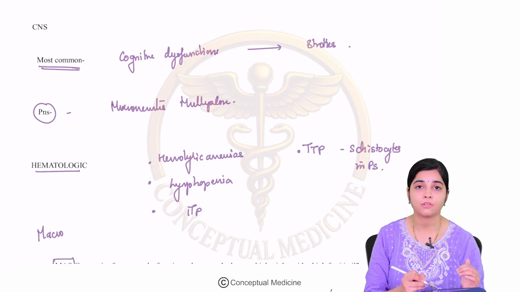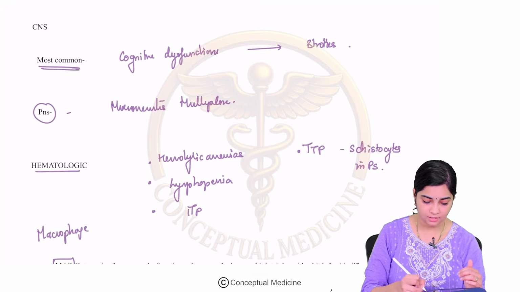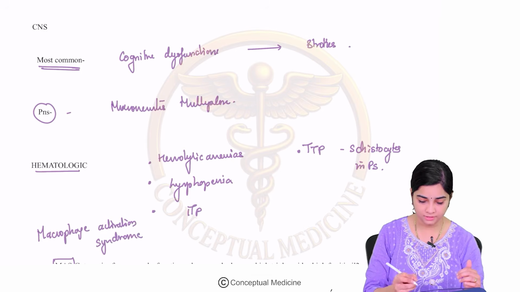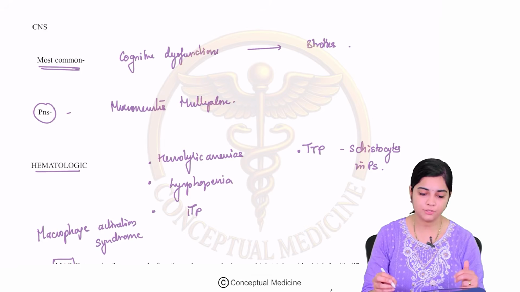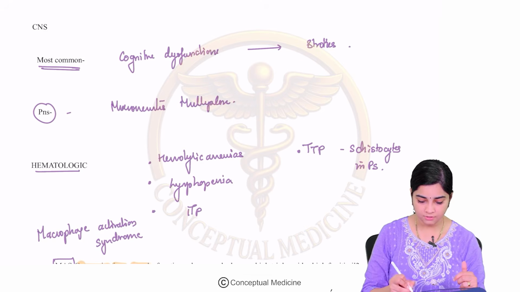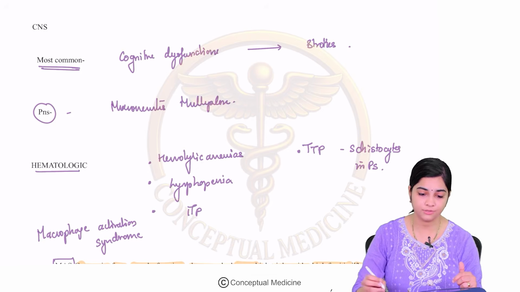Then we have macrophage activation syndrome. Macrophage activation syndrome, or MAS, where there can be severe immune dysregulation, and the highlighting features of macrophage activation syndrome are cytopenias, fever, organ dysfunction, splenomegaly, low ESR, high triglycerides, high ferritin, and high interleukin-2 receptors.